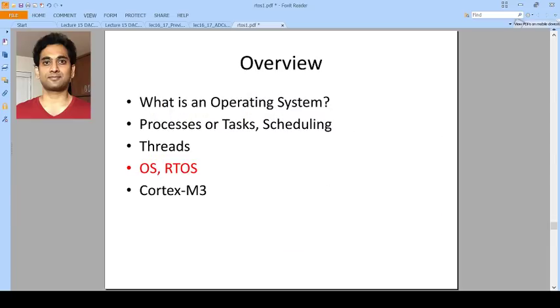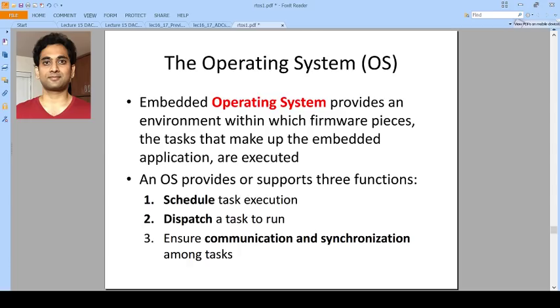Alright, so we talked about what an operating system is, what scheduling considerations go into scheduling different tasks, and what threads are. We talked about that. So let's look at real-time operating systems really quickly. We will talk about real-time operating systems in a much more detailed fashion in the next class. We will talk about scheduling algorithms in the next class.